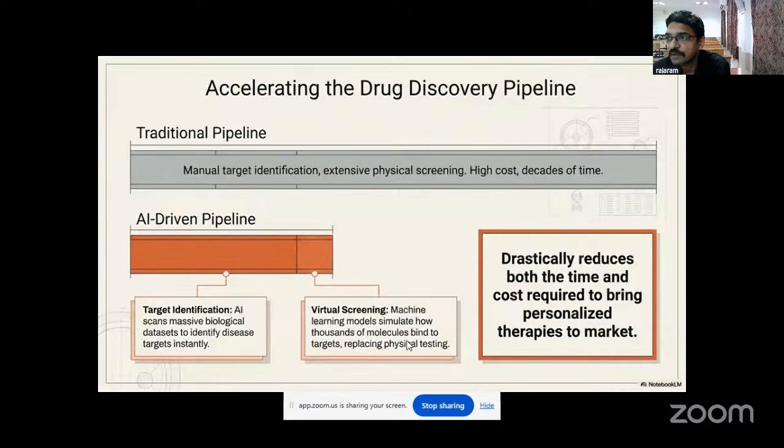So apart from this pharmacy practice data, we also use AI particularly to enhance clinical trial data, enhance the effectiveness of clinical trials, and also decrease the time. Target identification: AI can scan biological data sets and identify disease targets instantly. And virtual screening: machine learning models can simulate how thousands of molecules bind to targets. Apart from taking 15 to 20 years previously, we could do it in 3 to 4 years, drastically reducing both the time and cost required to bring personalized therapies to market.